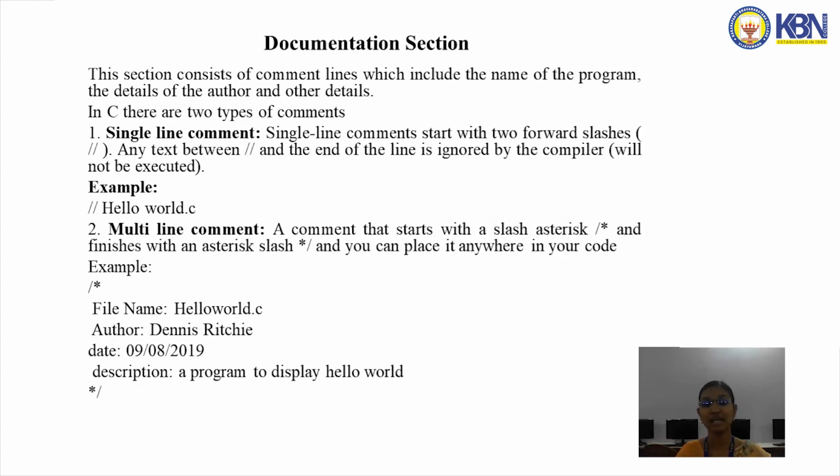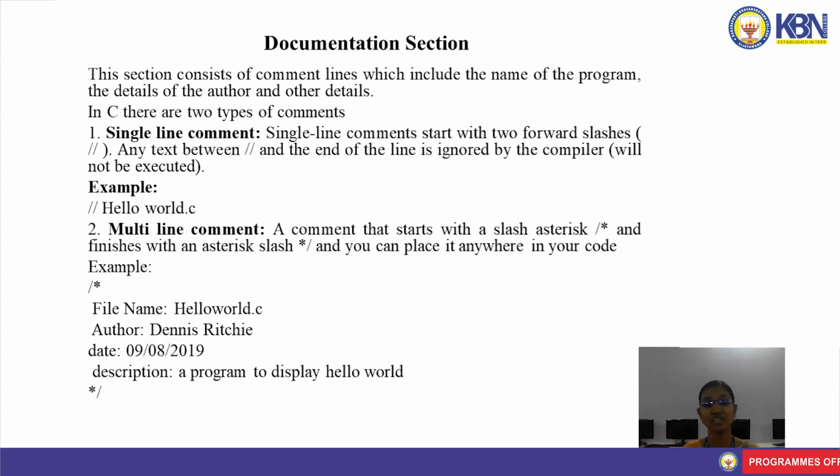Next one, multi-line comment. A comment starts with slash and asterisk and finishes with asterisk slash. You can place it anywhere in your code. Let us see the example. Start with slash and asterisk, file name hello world.c, and let us take author name Dennis Ritchie, and date and description: a program to display hello world, ends with asterisk slash.